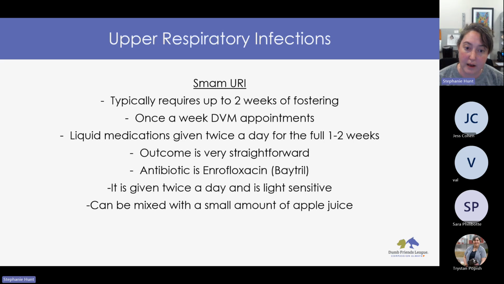With the enrofloxacin, which is the generic name, or Baytril, which is the name brand for that antibiotic, we can cut that antibiotic with just a little bit of apple juice to make it taste a little bit better and make it easier to administer. You want to be really careful because you don't want to give the SMAMs a ton of sugar, but that does help it to be less of a stressful situation for them getting those antibiotics.